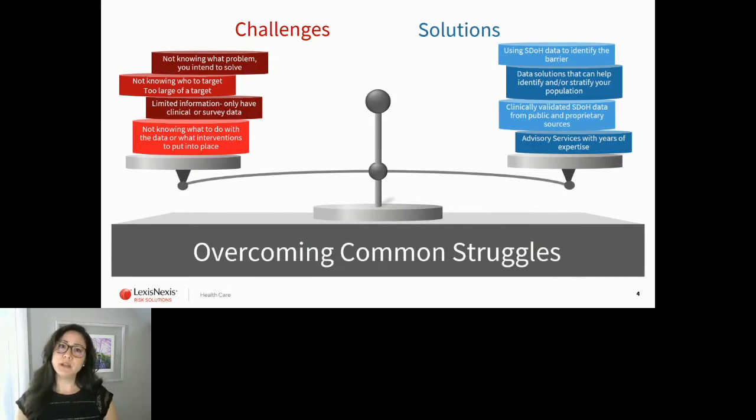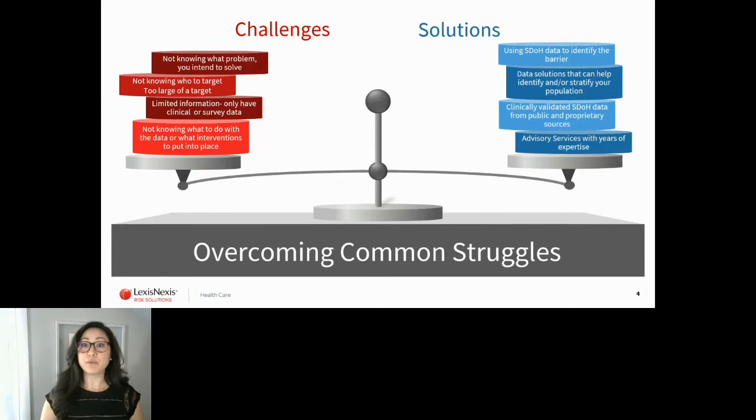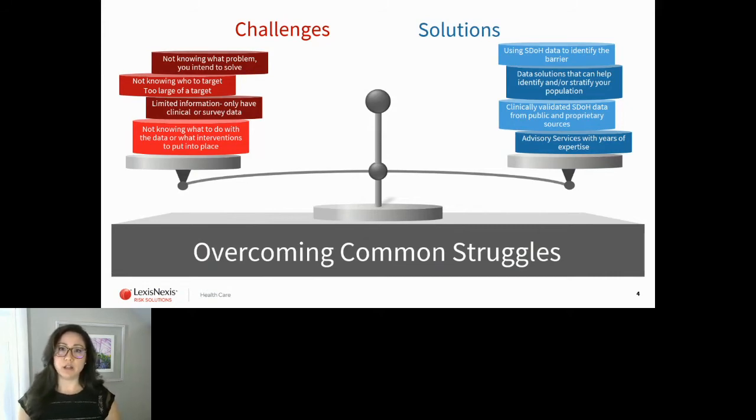right direction. So some of the ways that we at LexisNexis can help with those struggles are using our SDoH data to help identify socioeconomic barriers to help you decide what problem you want to focus on. Our data solutions can help identify or stratify your populations, so we can really help you take a seemingly large, overwhelming number of people and help with risk stratification. And using our SDoH data along with clinical data or survey data can help you with a multi-pronged holistic approach when identifying and addressing socioeconomic barriers within your population. So we also offer advisory services that can partner with you to help comb through that tangled web of data and really start to form a plan and some actionable next steps.